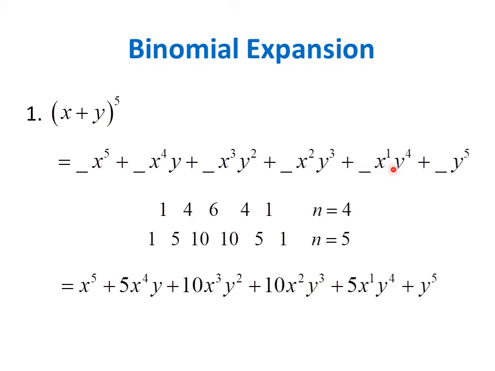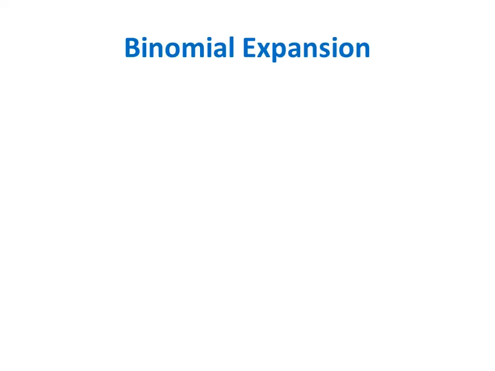5 times x, this should have been x, simply x. So we have 5 times x y to the 4 is 5xy to the 4, plus 1 times y to the 5 is y to the 5. If this has been written as x only, then this expression cannot be simplified further. Therefore, this is the final expansion.